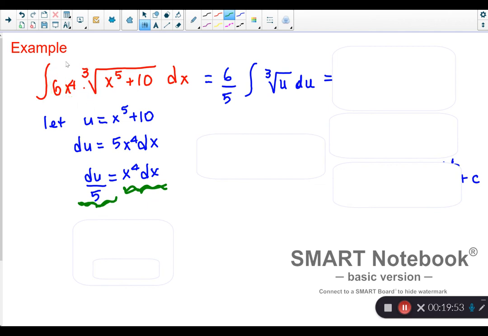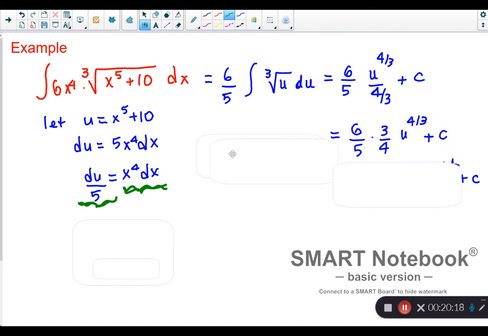Take a look. This seems so complicated, whereas the cube root of u seems an easy enough integral to integrate. So keep the 6 over 5, and that's the same as u to the 1/3 power, right? So add 1 to the power, you get u to the 4/3, and then you can divide it by 4/3. Now dividing by 4/3 is multiplying by 3 over 4. So keep the 6 over 5 right in there. Multiply it by 3 over 4 times u to the 4/3.